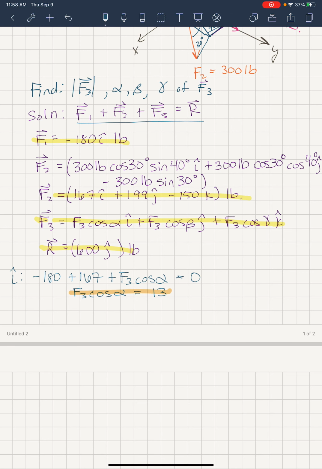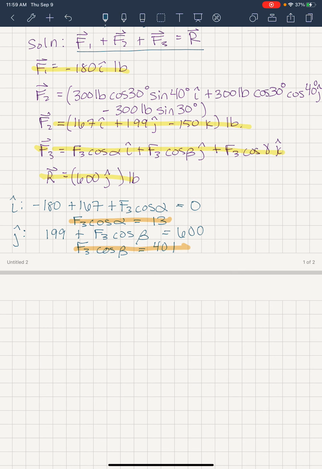And then we're going to pull out the J components. We'll do the same thing with the J components. F1, there's no J component. F2, we have 199. F3, we have plus F3 cosine beta in the J direction, and that equals 600, because that's all in the J direction. So we can reduce that to F3 cosine beta equals 600 minus 199. That equals 401. So that's our second equation.